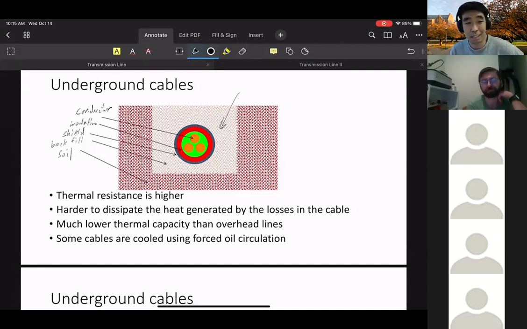I don't think the lines under, powering our campus have liquid cooling. But in some downtown areas, you'll see liquid cooling. So that adds another layer of complexity to system design.